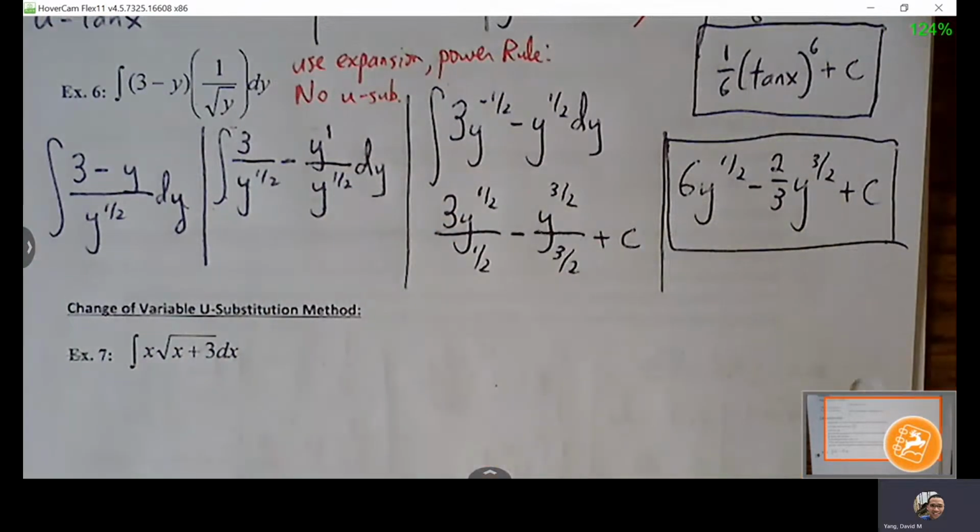This is an expansion power rule problem, no U-sub. And the only way that we can tell is we always want to test it out, right? Test out, can I just move things around and get it ready for power rule? If you can, that's the method you want to do. You don't want to rely on U-sub as the first option because you may get stuck not being able to move forward because there's no need for U-sub.